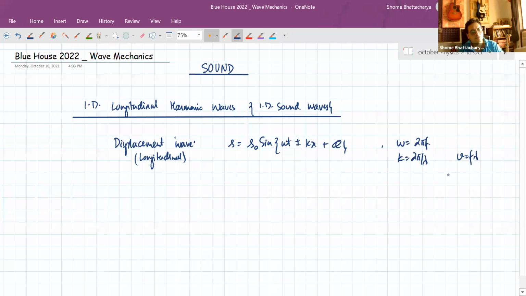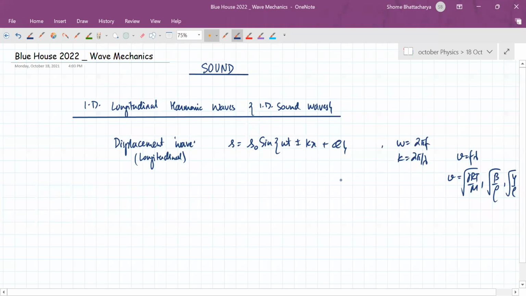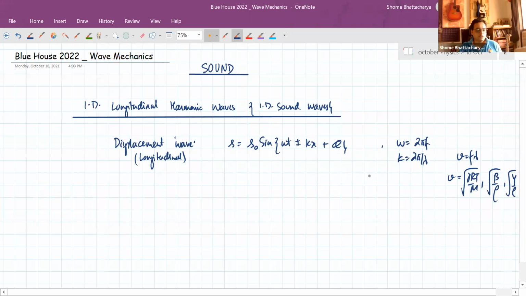V is equal to f lambda, and we saw V is square root of gamma RT by M, or square root of Bulk's modulus by density, or square root of Young's modulus by density, depending on the type of medium: gaseous, liquid, or solid. Again, frequency is the property of the source. Wave velocity or propagation speed is the property of the medium, and therefore lambda depends on both, because V is equal to f lambda. Then we saw that this kind of displacement wave also creates pressure variation.